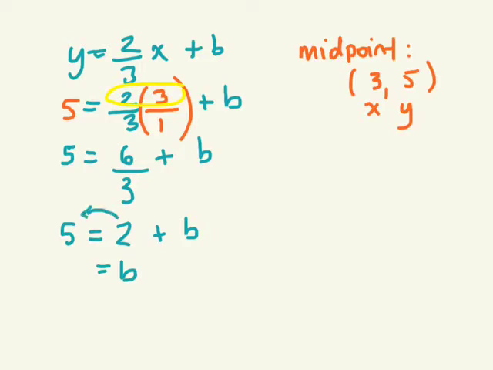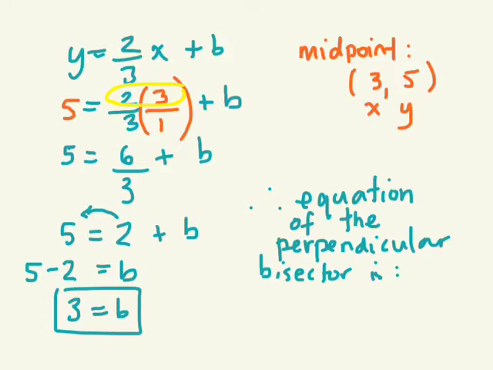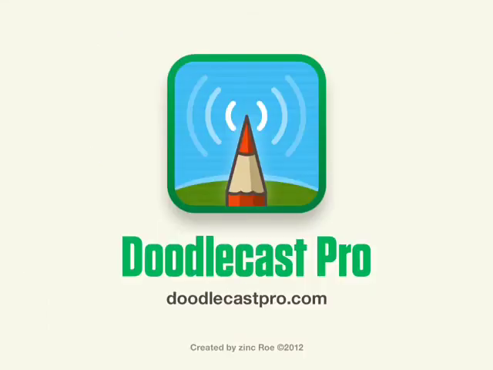Positive 2 becomes negative 2. 5 take away 2? 3. b equals 3. Therefore, the equation of the perpendicular bisector is what? y equals 2 over 3x plus, now I know b, 3. This is actually so easy.